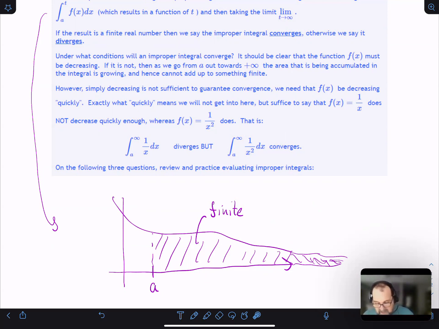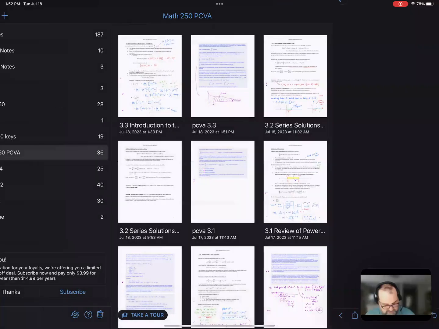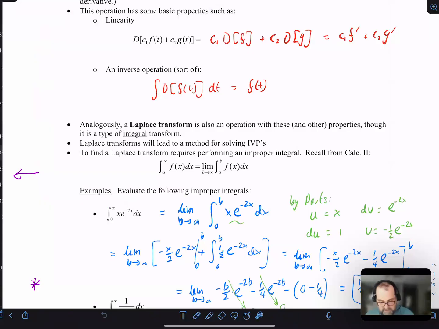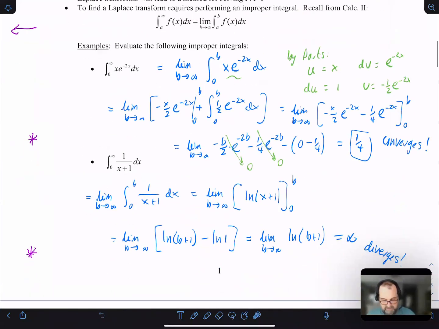That's something useful to keep in mind. An improper integral will converge if we are adding together a region that is coming down fast enough. If it doesn't come down fast enough, then it will not converge. All right, so let's take a look at a couple of examples. On the note packet here, we have a couple of examples.